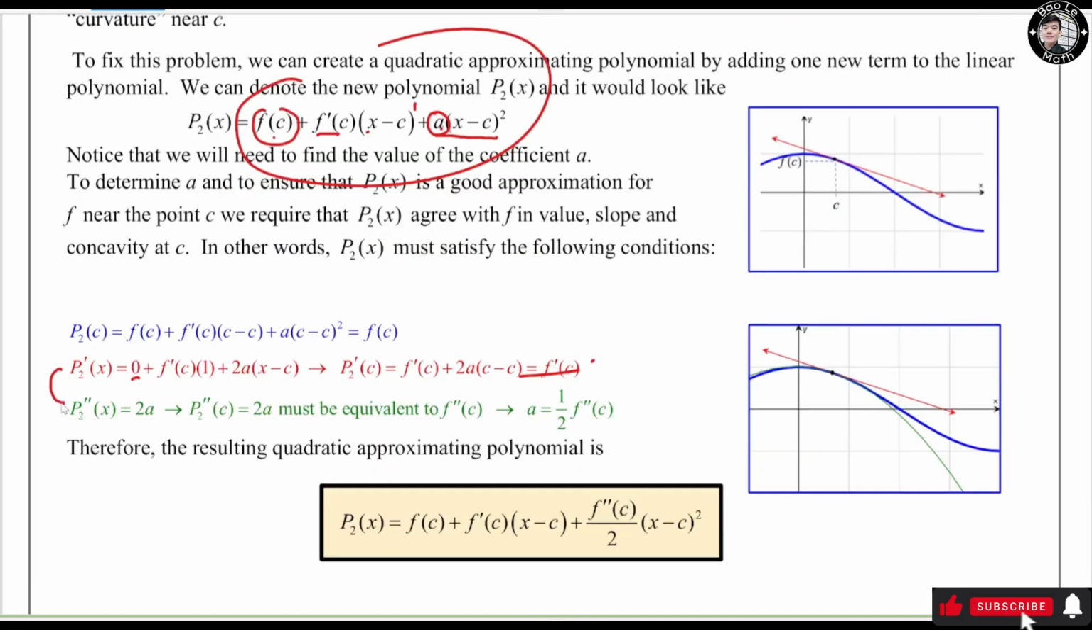Now we're going to check the second derivative, so it turns out to be 2a only. This one is 0. So P2 double prime of c where x equals c equals 2a. And you know that P2 double prime of c is the same thing as f double prime of c equals 2a. Divide both sides by 2, we get this one right here. So we substitute this back into the formula right here and we get this one.